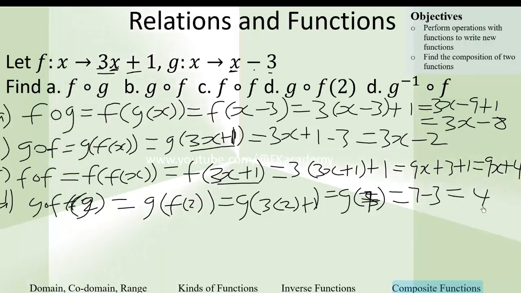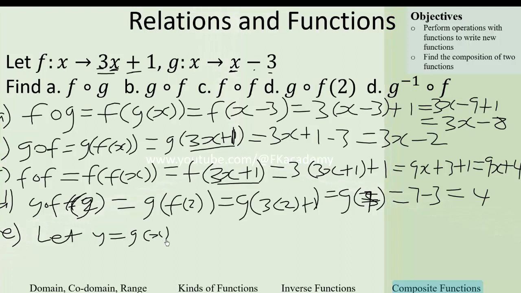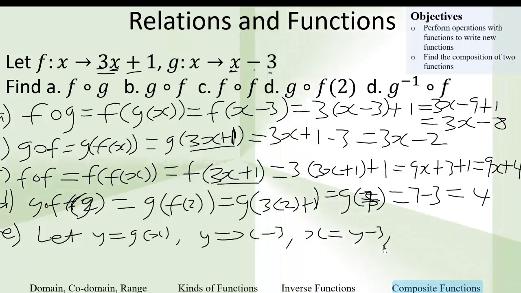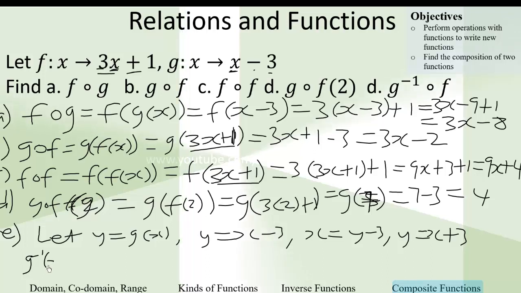Now let's look at g inverse of f. So g inverse, so let y equal g of x. So we are going to get y is equal to x minus 3. So interchange x and y, you get x to be equal to y minus 3. Make y the subject to get y is equal to x plus 3. So it means g inverse of x is equal to x plus 3.